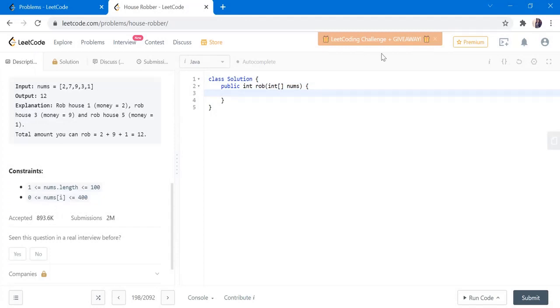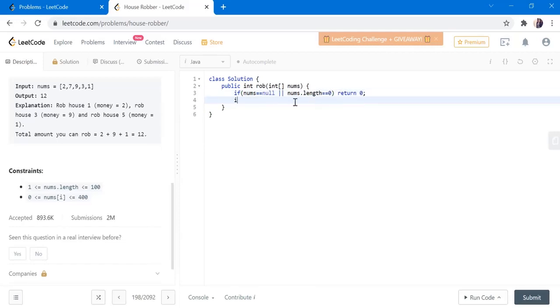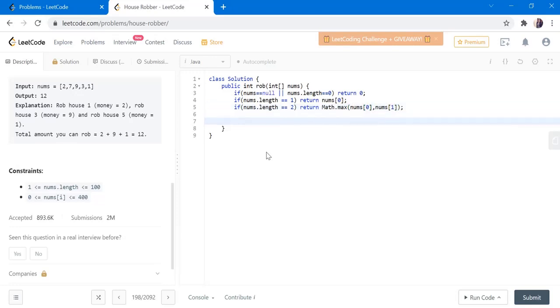So yes, let's return the basic values. Here are the base conditions: if there is only one house, then that is the maximum value the robber could have robbed. And if there are two houses, then the max of both houses is going to be the output. So yes, we have covered the base conditions.